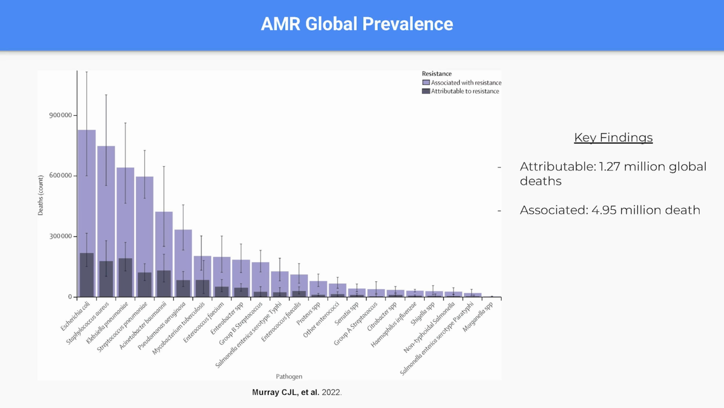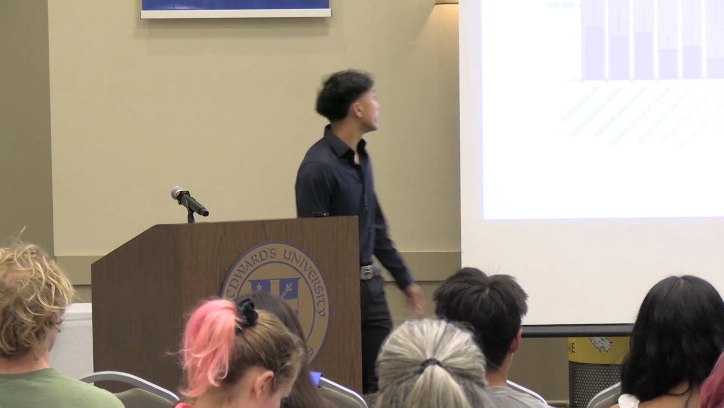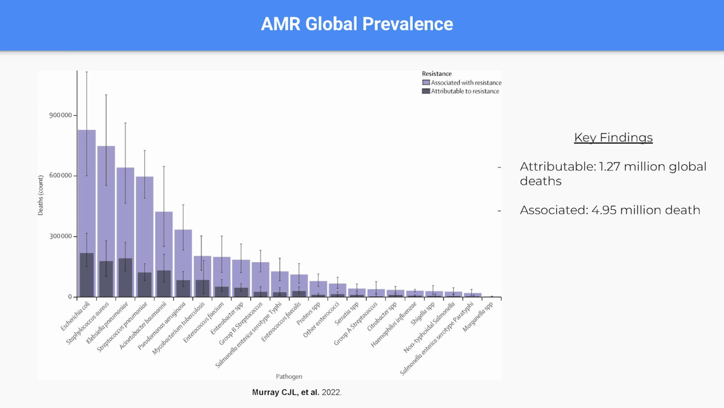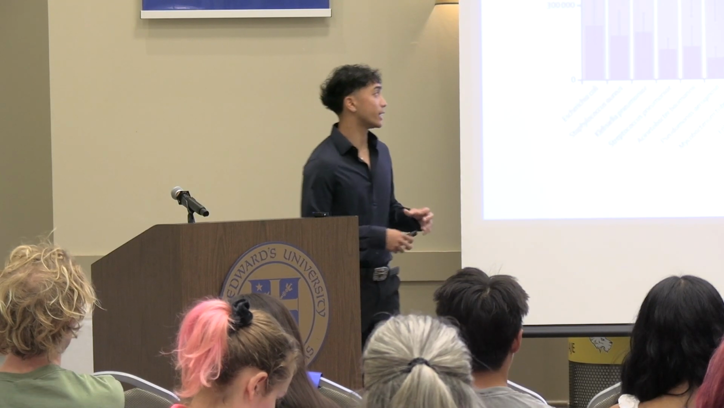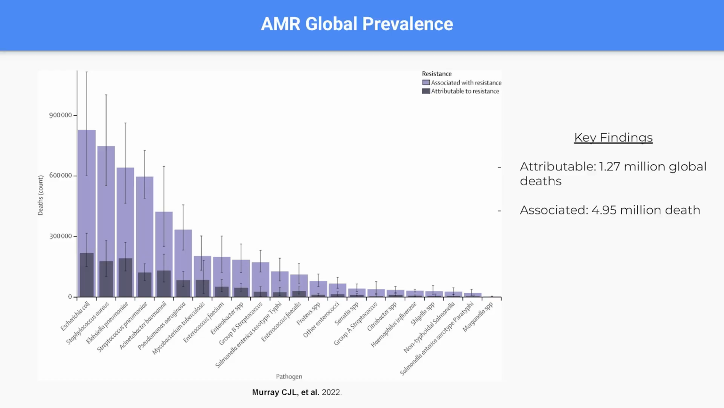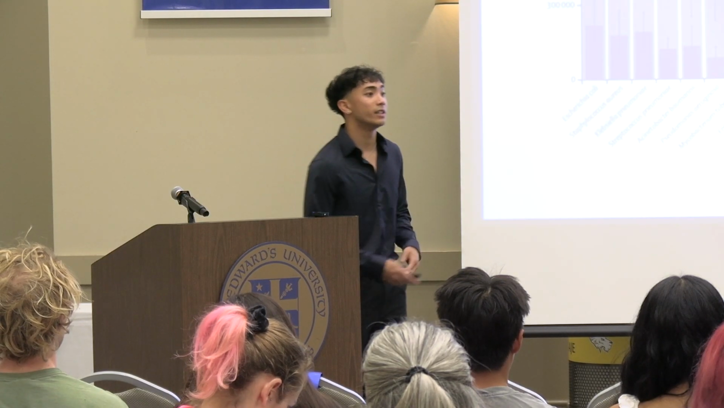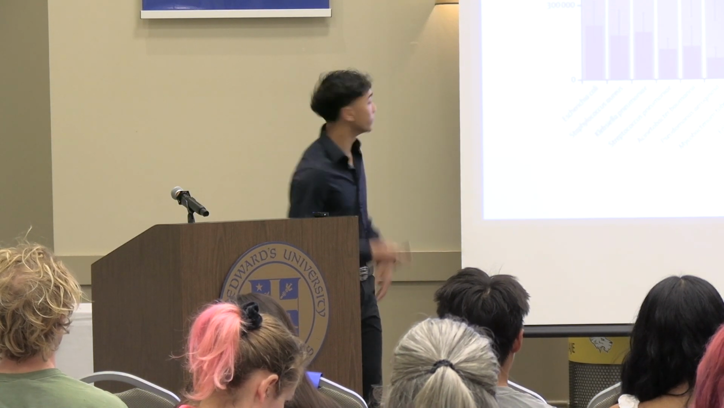I provided this diagram here, which looks into 23 common resistant bacteria, common bacteria that cause infections. In this bar graph, the dark bar shows how many global deaths can be directly attributed to AMR, while the light purple bar shows how many deaths can be associated or linked to AMR. We see that almost 1.27 million global deaths annually occur directly from AMR, while almost 5 million deaths annually are associated with AMR. So that just shows that AMR has a big global presence and is a big global issue.